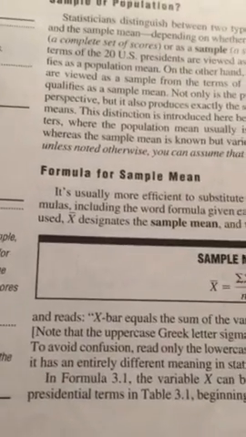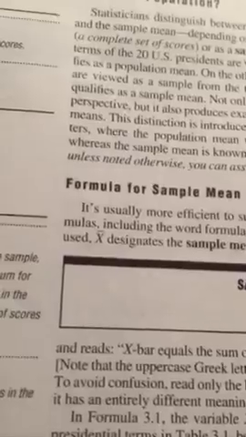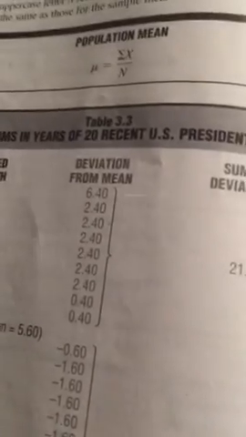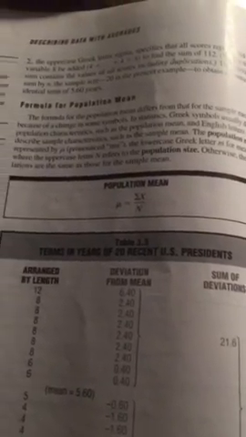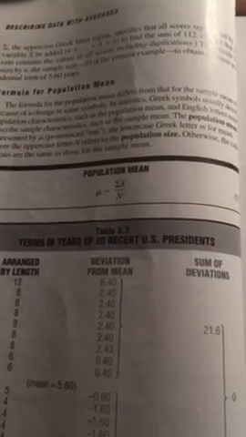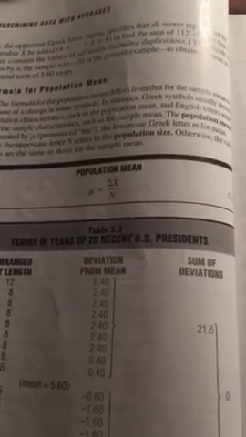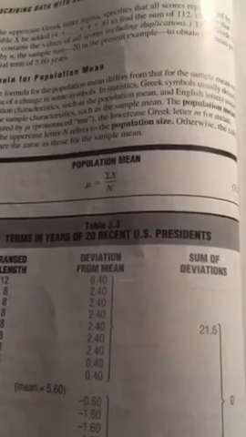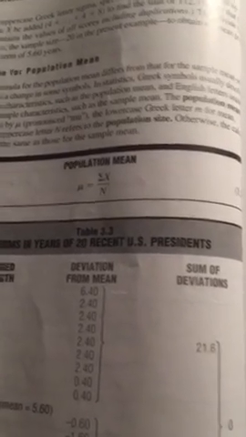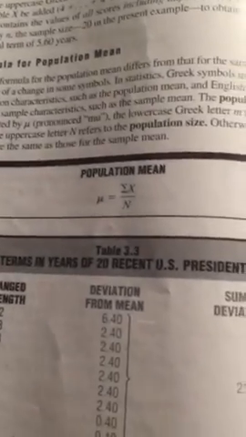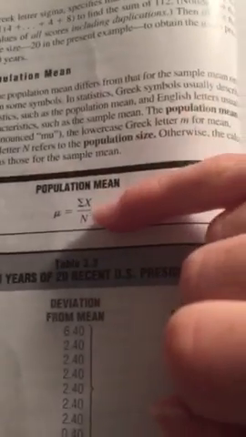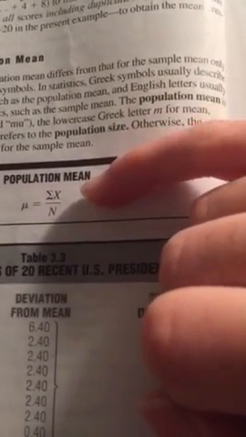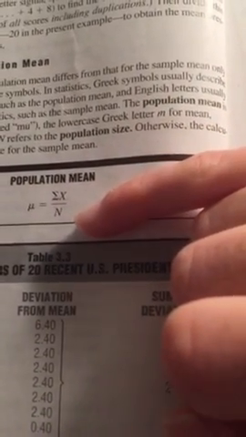Population is a complete set of scores. Population size is the total number of scores in the population. And the balance point for a population, found by dividing the sum for all scores in the population by the number of scores in the population, is the population mean. And the formula is here: mu equals the sum of all the scores divided by the population size, N.